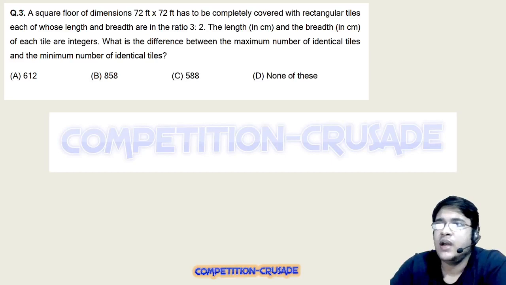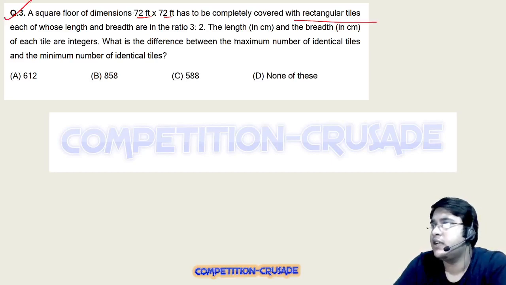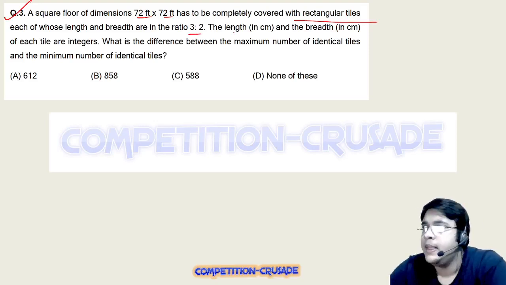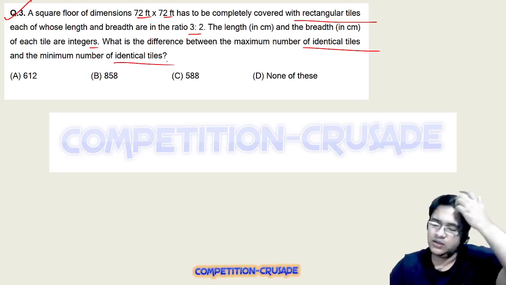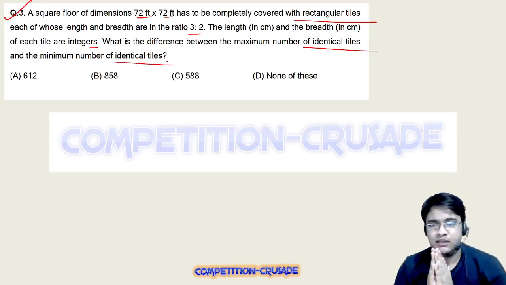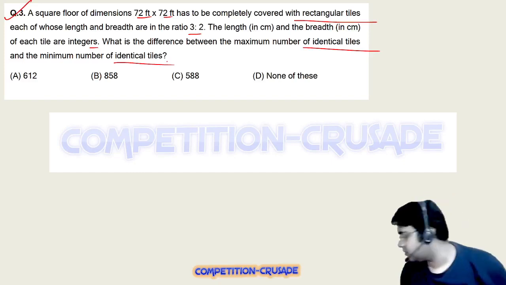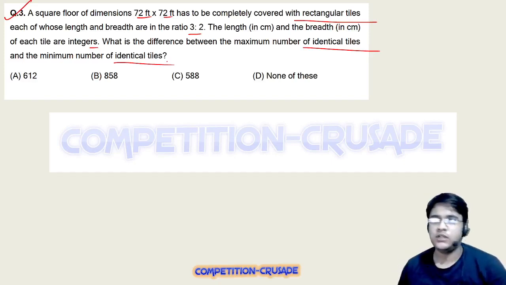Question says a square floor of dimension 72 by 72 has to be completely covered with rectangular tiles, each of whose length and breadth are in the ratio 3:2. The length in centimeter and the breadth in centimeter of each tile are integers. What is the difference between the maximum number of identical tiles and the minimum number of identical tiles? I will give you guys 30 seconds to understand this question. Not a very difficult question. Obviously some of you guys will already have some answers.